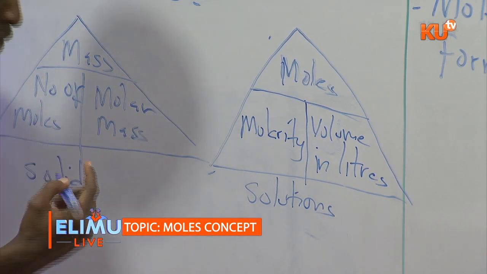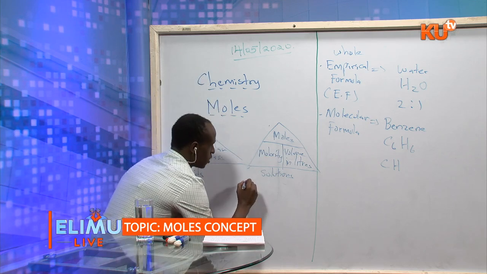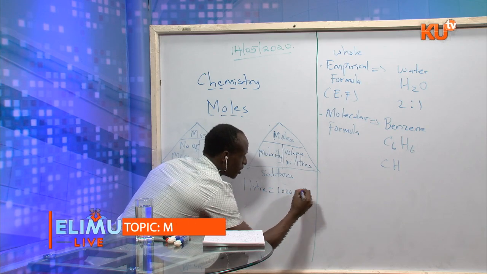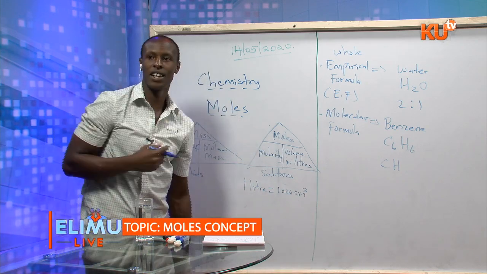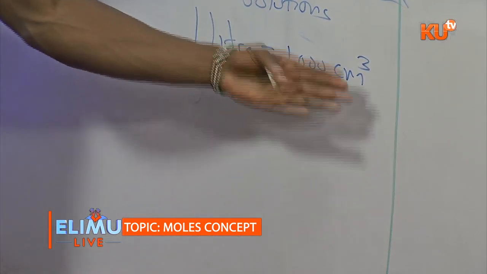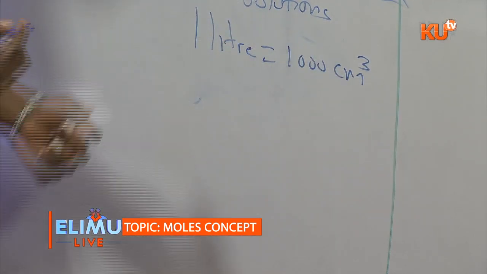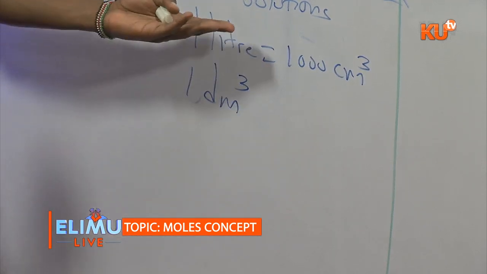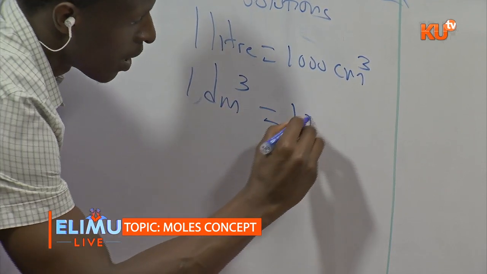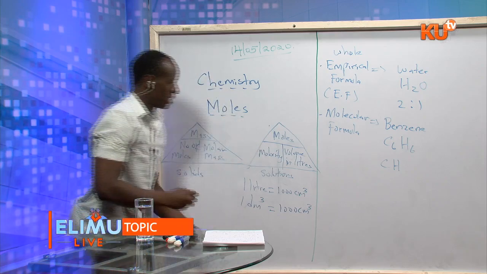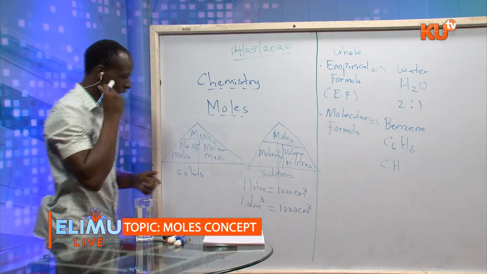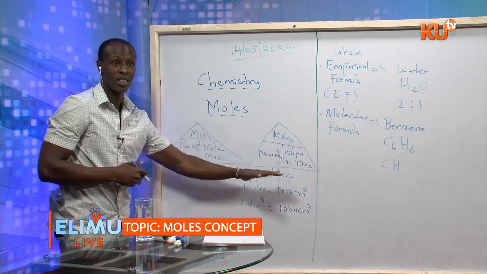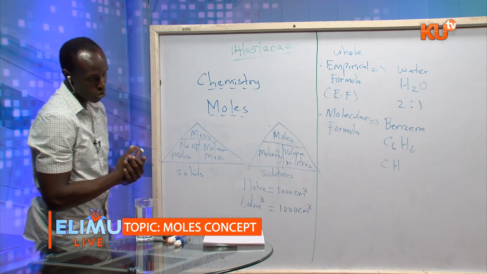One thing you have to remember when you're talking of volume in liters is that 1 liter is equal to 1,000 centimeter cubed. That's how you convert a liter to centimeter cubed or centimeter cubed back to a liter. A liter is the same as 1 dm cubed, or decimeter cubed, so it's still the same as 1,000 centimeter cubed. So those are the first two triangles. The first one is for solids, the second is for solutions.